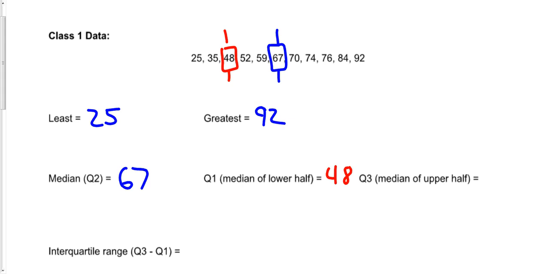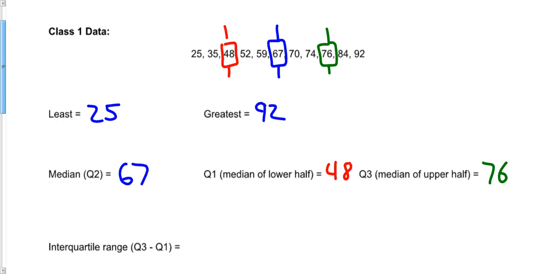Q3 is the median of the upper half. So again, I've got 5 data points on the upper half, and here's my upper half, there's 5 data points there, and the middle number in the upper half is right here, it's 76. Okay, I've got 2 numbers to the left of 76 and 2 numbers to the right of 76. So because it is properly placed in the middle there, my Q3 is going to be 76.